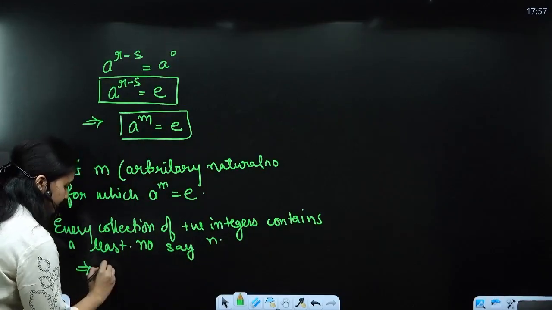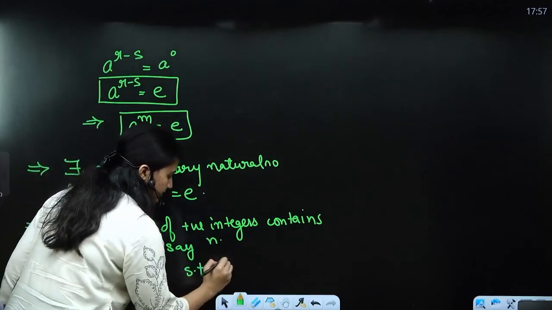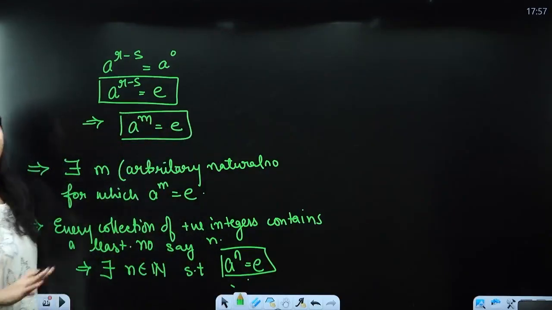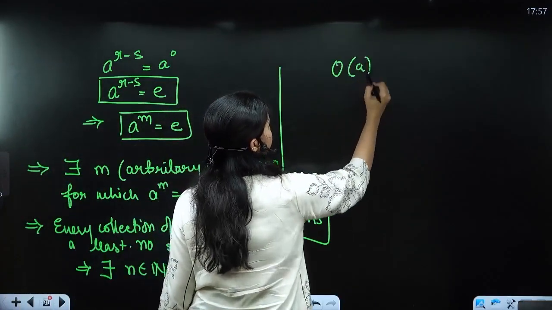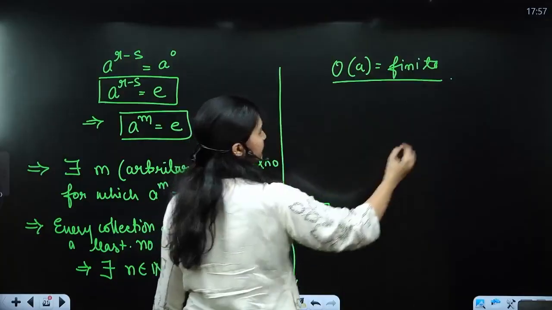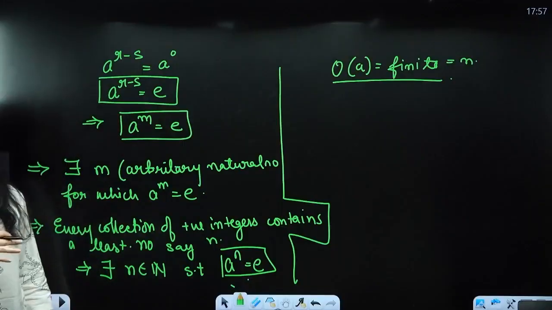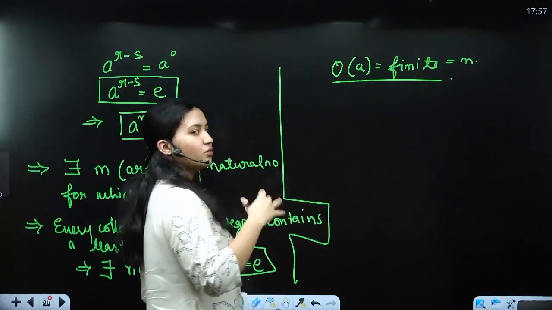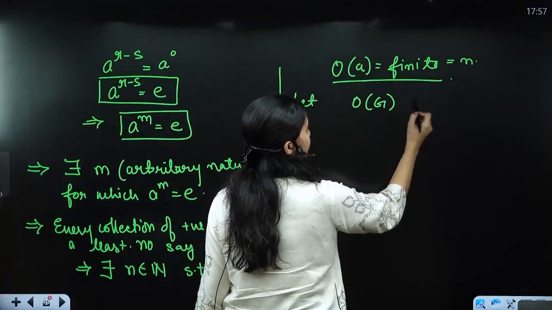So every collection of positive integers contains a least number, say n. So this implies that there exists n belonging to natural numbers such that a raised to the power n equals e, right? Arbitrary m है तो हम कोई भी value ले सकते हैं. That means that order of A is finite, right? Now that means n is finite. Now to prove that order of A is less than or equal to order of G, we can take a point that is contradictory to what we want to prove. Let order of G be less than n.